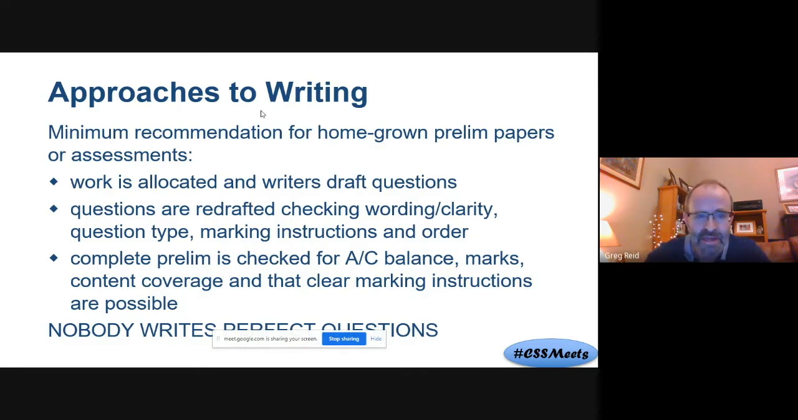I would also check at the end, once you've finished, for an A to C balance, just to check that that's okay, that you've got good coverage of the course. I'm going to talk a wee bit about that later, and that you've got clear marking instructions, so everybody that's using it is singing from the same hymn sheet when it comes to actually marking it. And I've put that in big capital letters down at the bottom.